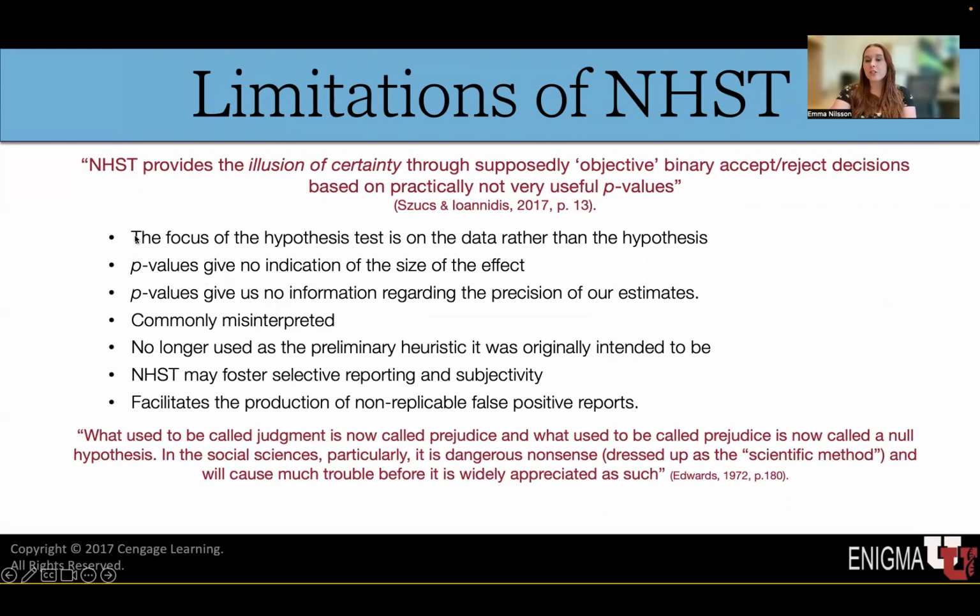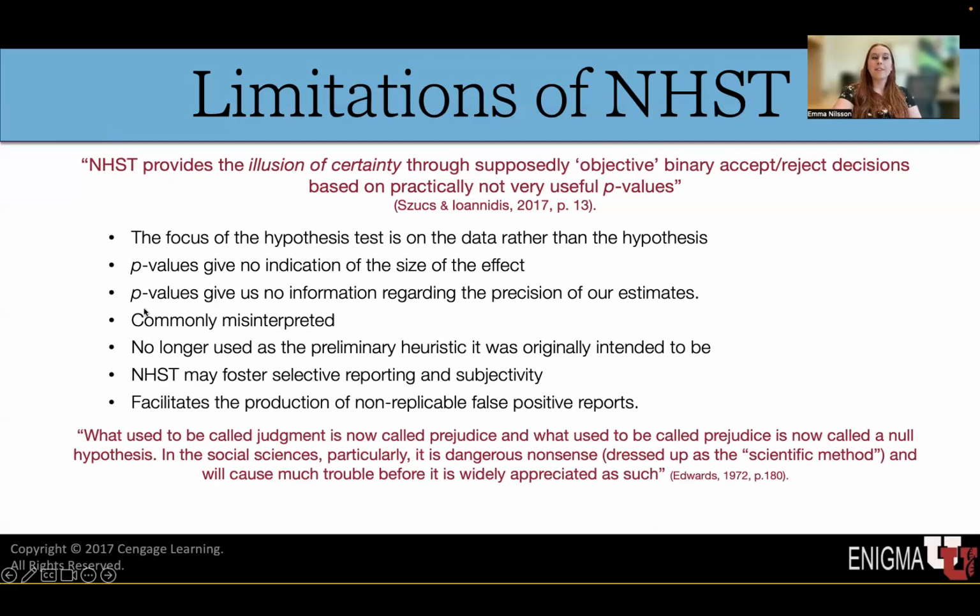So one of the limitations specifically is that the focus of a hypothesis test is on your data, not on your hypothesis, which means that when the null hypothesis is rejected, we're making a strong probability statement, but it's about the sample data, not about our population hypothesis. In other words, it means that the alpha level is not identifying how likely it is that our hypothesis is true or false. It's telling us how likely we are to be making an error, right? That's what our alpha is. And more on that in a second.